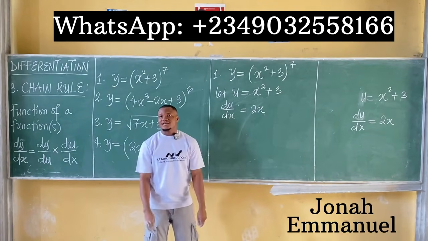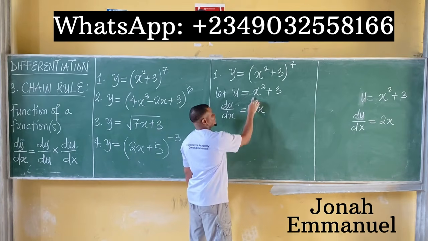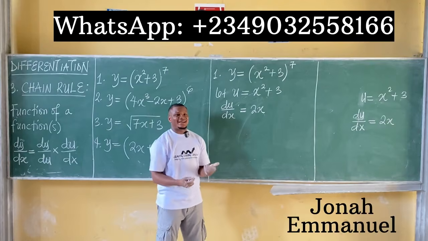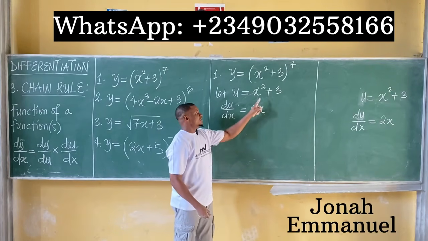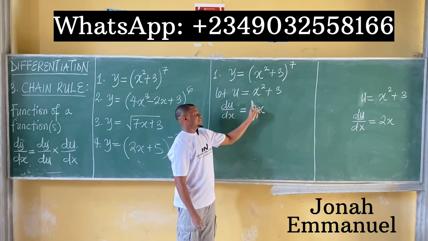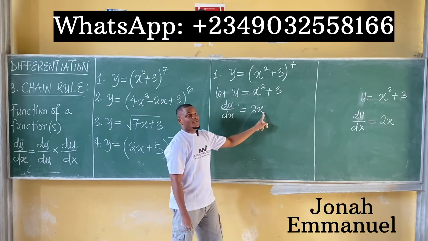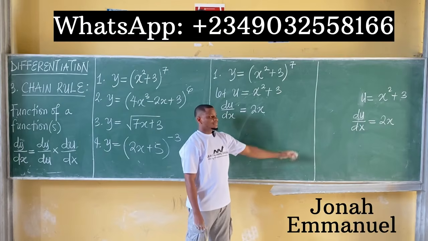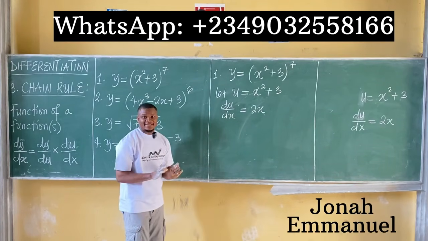Those of you that came late, I explained this earlier. Some people will ask, how did x squared become 2x? Very simple. The power here is 2. Multiply by the power: 2 times x is 2x. 2 minus 1 is 1. So 2x. Then when you differentiate a constant, a number that does not have x, it gives you 0. So you have 2x.